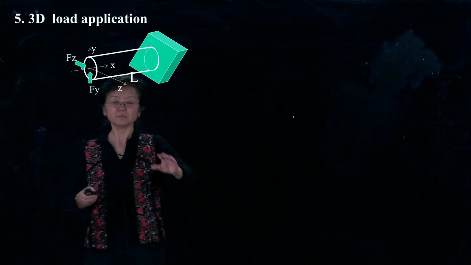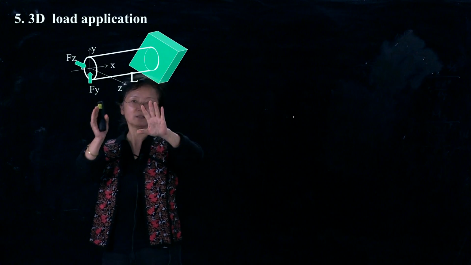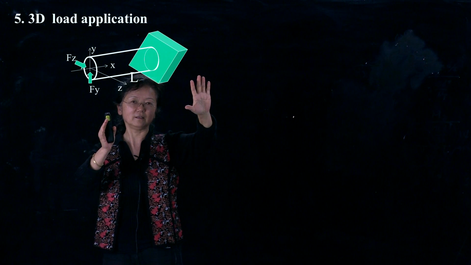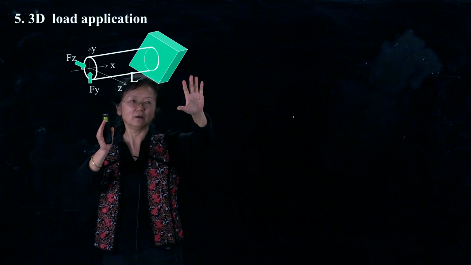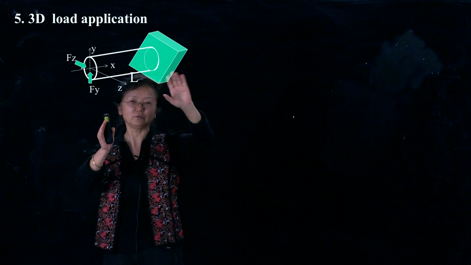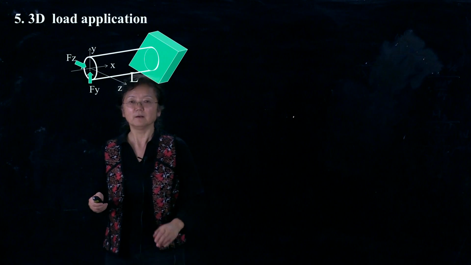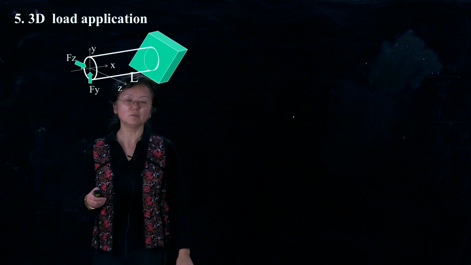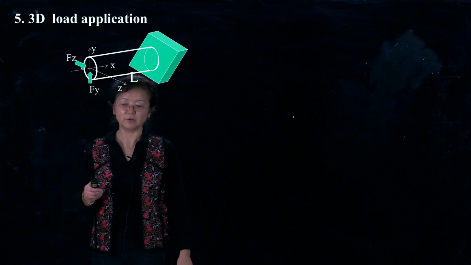So this is the shaft which has a length of L and it's fixed at this end. We use that blue block to represent a wall. This is the cantilever beam, so we can solve the bending moment very simply.